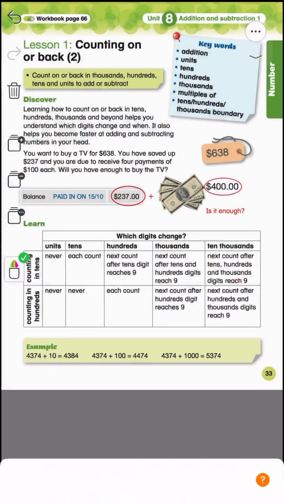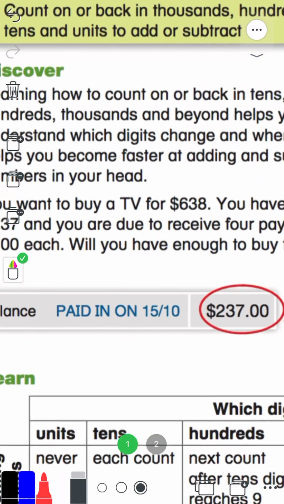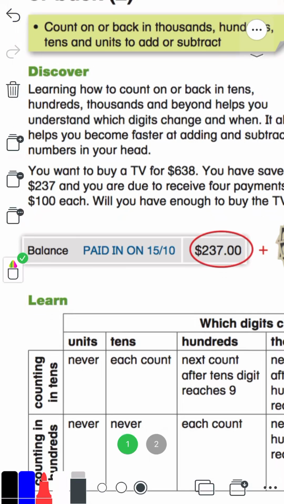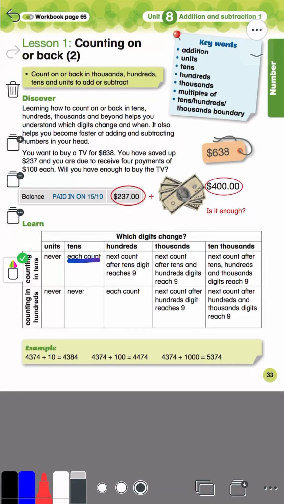Everyone, today's lesson is lesson 1, counting on and back. When you learn how to count on and back in tens, hundreds, thousands, and beyond, that helps you understand which digits change and when. And it also helps you to become faster at adding and subtracting numbers in your head. Are you fast at adding and subtracting numbers in your head? That's because you can count on and back really quick. So today's lesson is showing us how to add tens, hundreds, thousands, and 10,000s really fast.